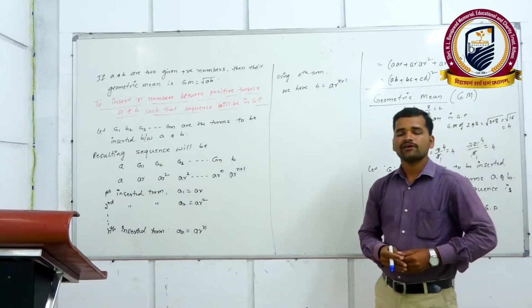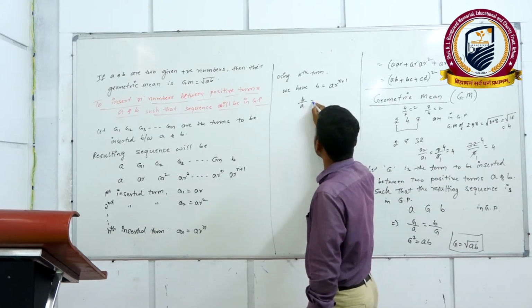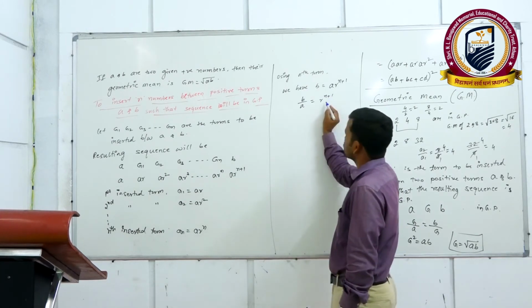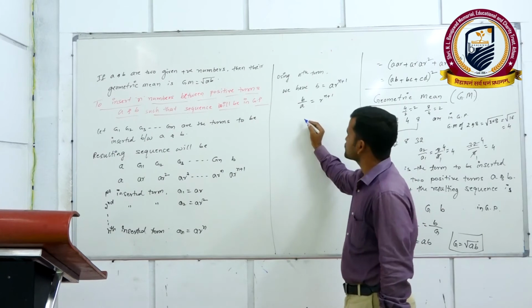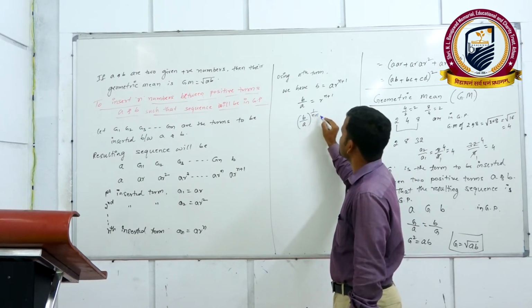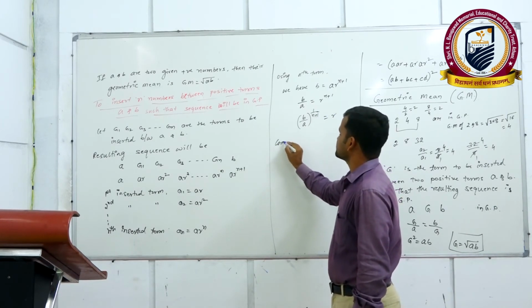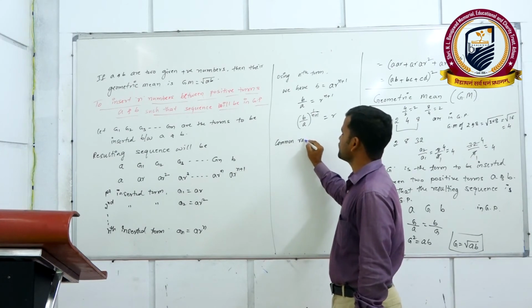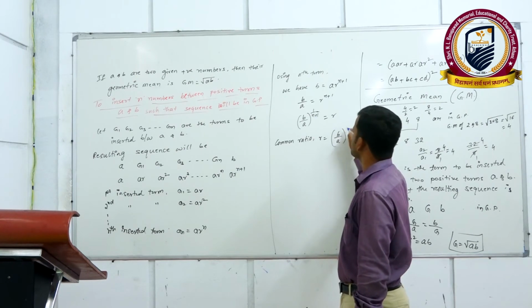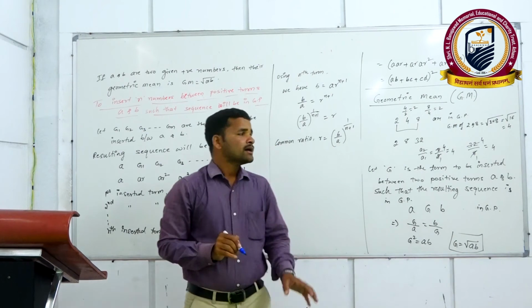We need to separate for R here. That's all. Take this A to the left hand side. B by A is equal to R to the power of n plus 1. Now this power we don't want on the right hand side. Let me take it to the left hand side. This becomes B by A whole to the power of 1 by n plus 1, which is equal to R. Common ratio while inserting the terms, R is equal to B by A whole to the power of 1 by n plus 1. This is the formula we need to remember.